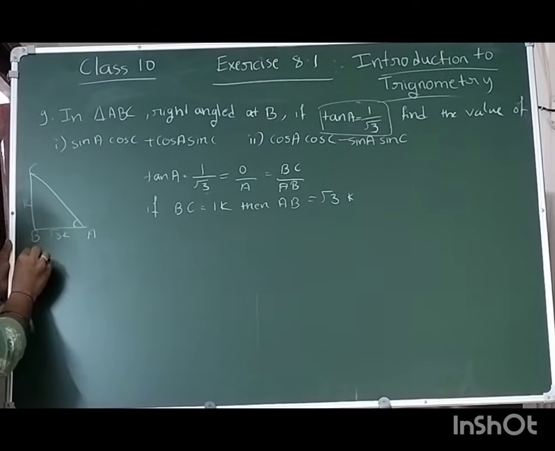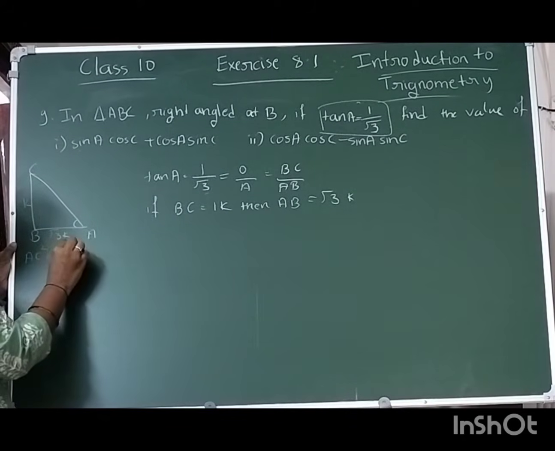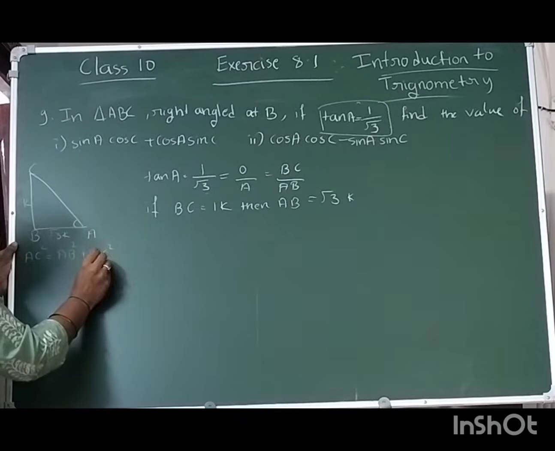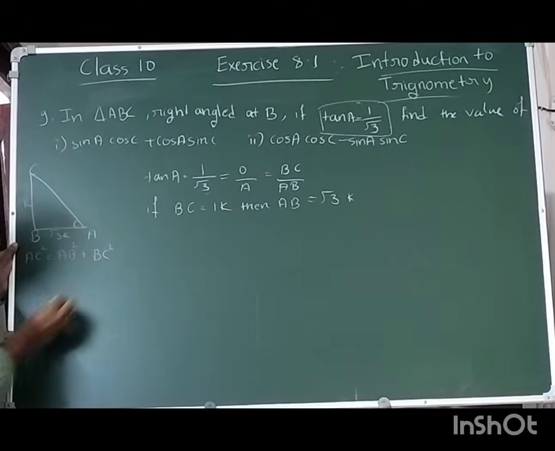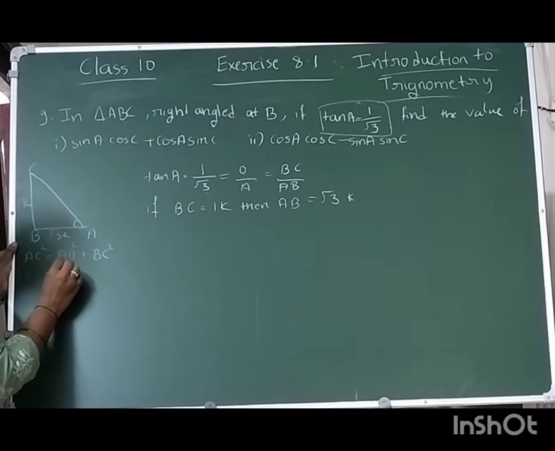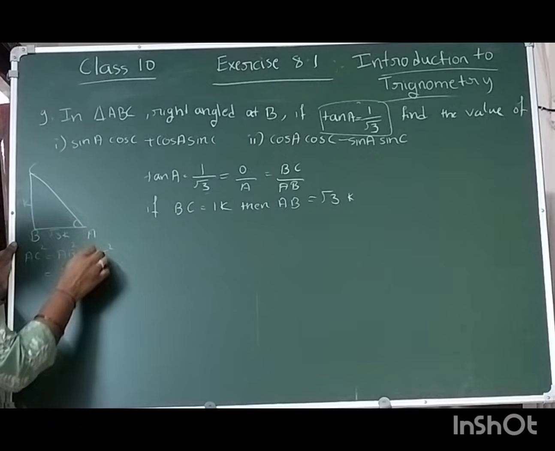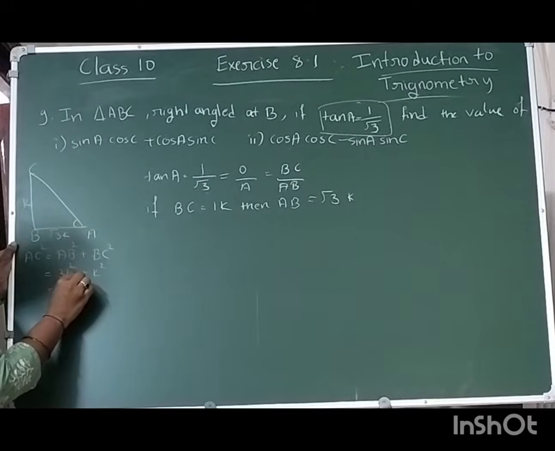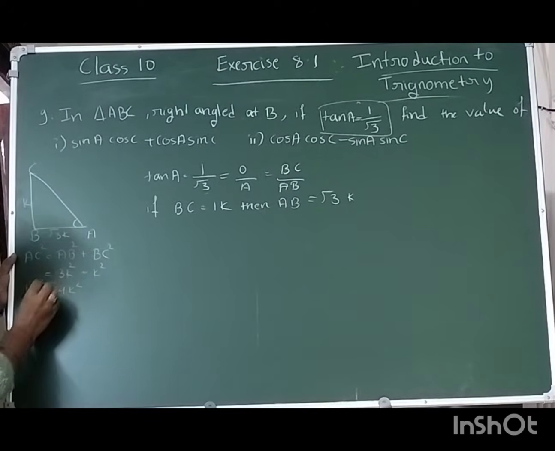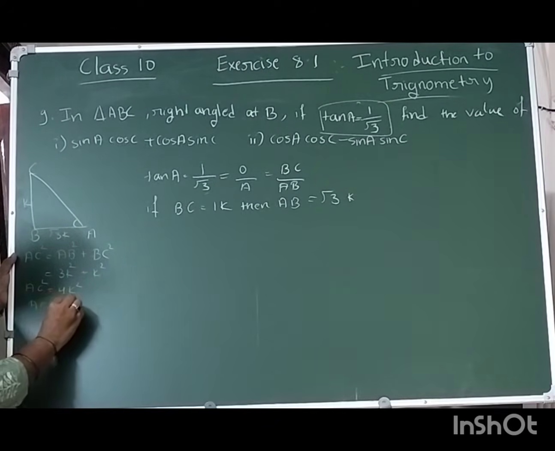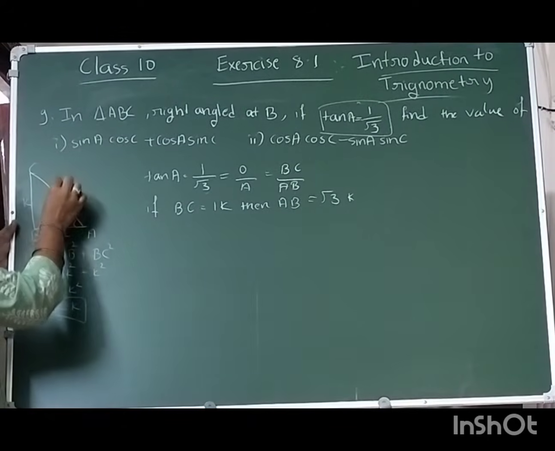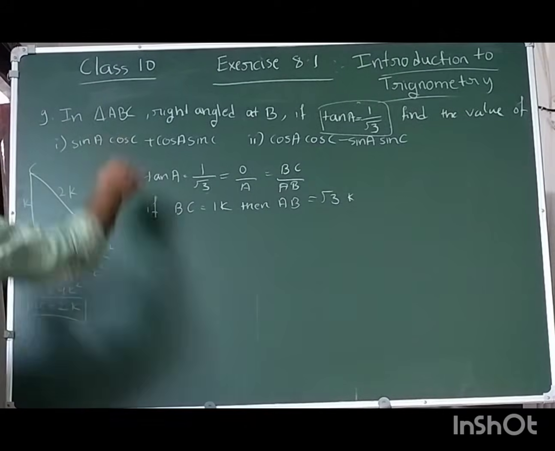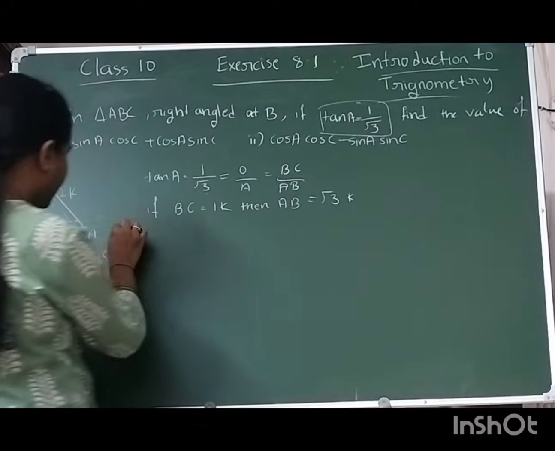We need to find out AC. We know that AC square equals AB square plus BC square. AB square is root 3K whole square, so that will become 3K square, plus BC is K, so BC square is K square. So it will be 4K square. That is AC square. We'll get AC as 2K. We'll write that in the figure. AC is 2K. So next is to find out the answer to the given question.